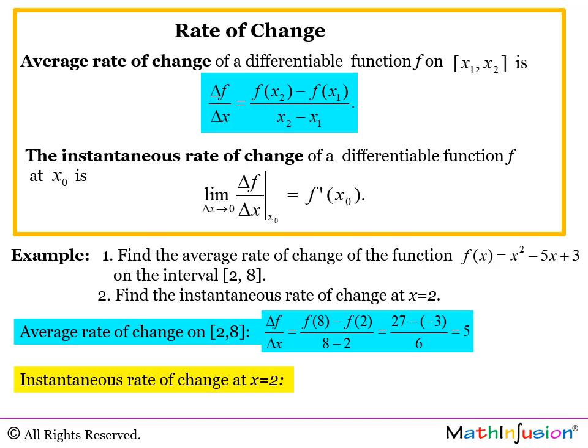For the second one, we have to differentiate the function and substitute x equals 2. We differentiate the function and we get 2x minus 5, and when we substitute 2, we get negative 1.